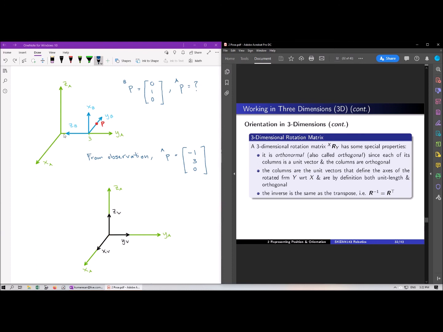From observation, you can clearly see that the XA component is -1, the YA component is 3, and the ZA component is 0. This is useful because we can compare our answer obtained through calculation with this and check whether it's correct or not. So there are various ways to do this.